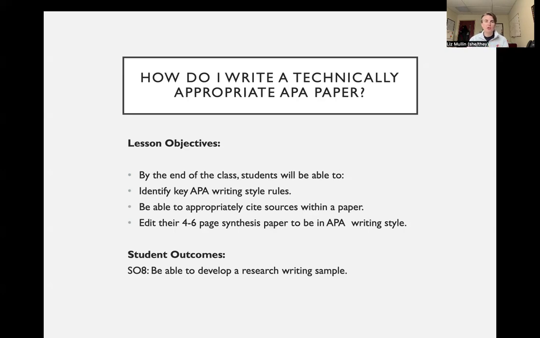Today, by the end of this lecture and class, you are going to be able to identify key APA writing style rules, be able to appropriately cite sources within your paper. So for assignment 2, but then again, assignment 3 and other graduate papers you're going to write here at Springfield College or elsewhere. And edit your 4 to 6 page synthesis paper that you're doing for assignment 2 so that it's ready to go. The outcome that this is associated with is student outcome number 8, where you're working on writing a research sample.